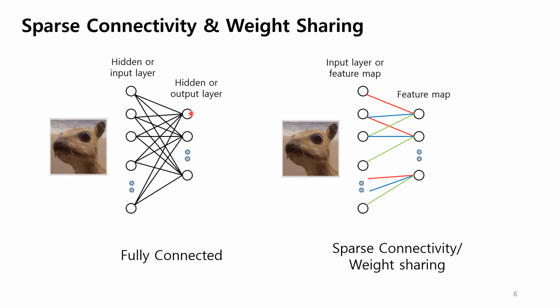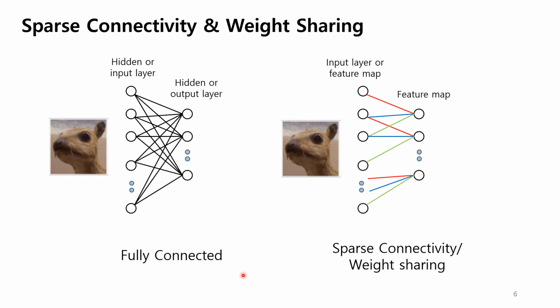This one is connected to every node here. In a similar way, each node in this layer is also connected to every node in the previous layer. For example, this one is connected to every node in the previous layer, right? And this one is also connected to every node in this layer. So this is the way we connect nodes between layers in the traditional neural net, and this is called fully connected.